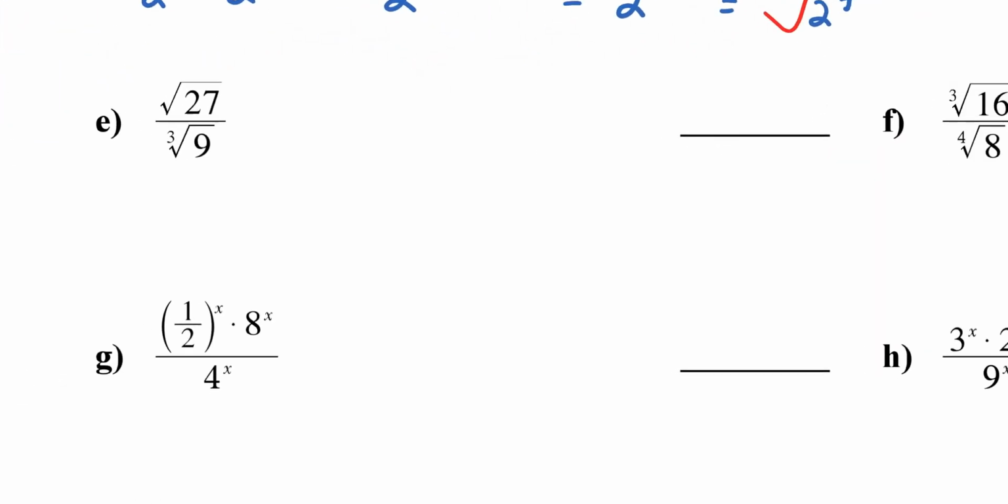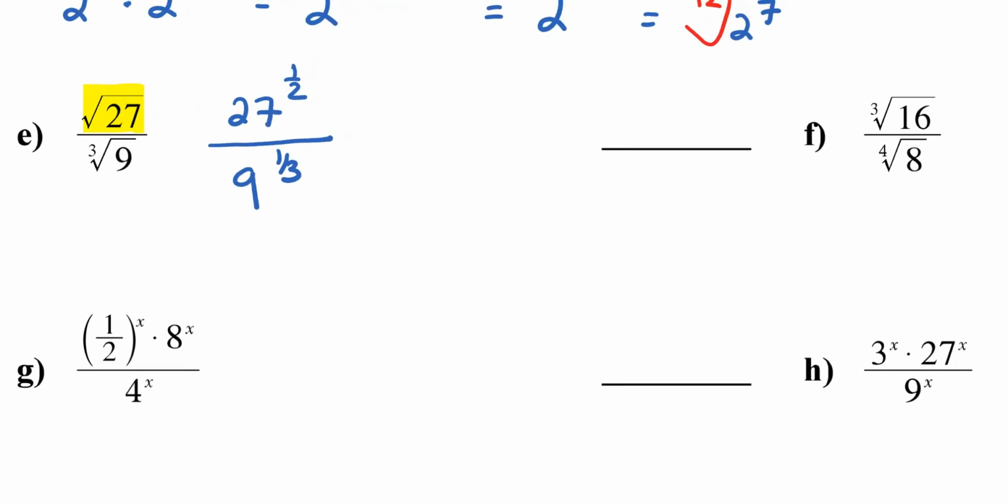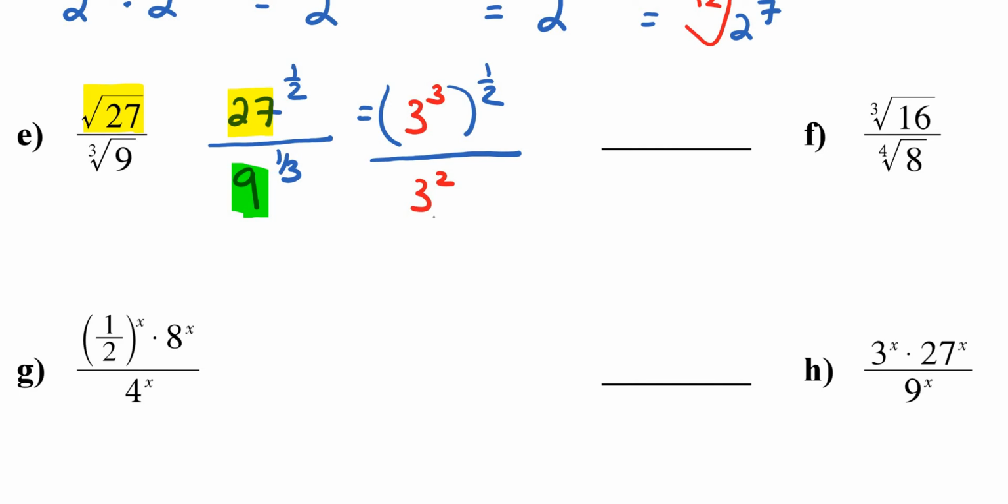Okay. All right, 27 here, square root of 27, so that's going to be 27 to the power of 1/2 divided by 9 to the power of 1/3. All right, so we got rid of the radicals, and we have powers here, and now what we need to do is make sure that the 27 and the 9 are written in the same base. So 27 is the same thing as 3 to the power of 3, and the 1/2 is on the outside. And 9 is the same thing as 3 to the power 2. And then the 1/3 is on the outside there.